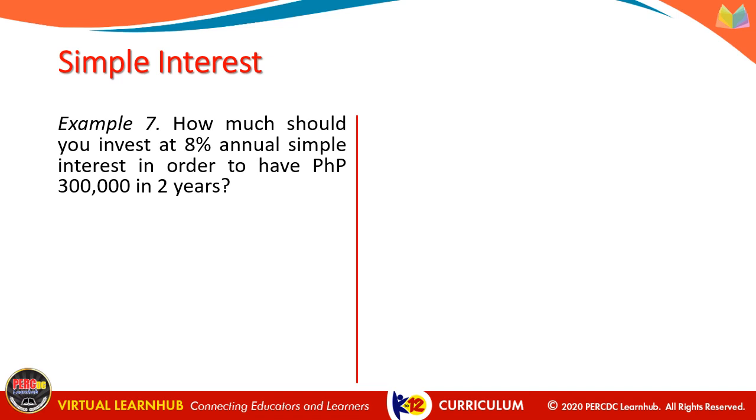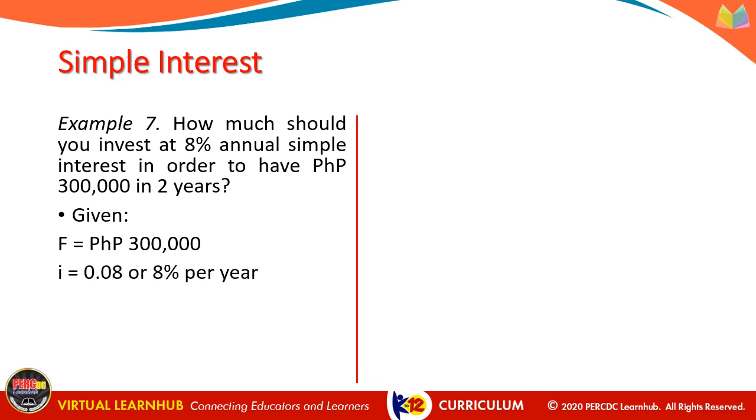Next, example number 7. How much should you invest at 8% annual simple interest in order to have 300,000 pesos in 2 years? The given are future value or maturity value F, 300,000 pesos, interest rate I is equal to 0.08 or 8% per year, and period N is equal to 2 years. We are required to solve for the unknown principal or present value of the investment.